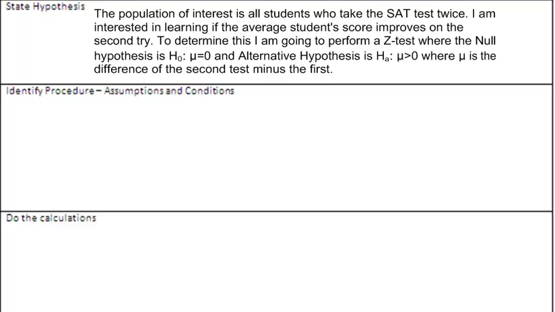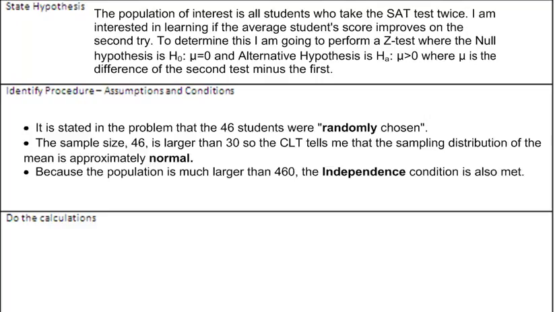So the next thing I have to do is talk about the conditions. And here are 3 reasonable sentences to make. Again, I just made these up off the top of my head. It's stated in the problem that the students were randomly chosen and the sample size is 46. And because it's larger than 30, the central limit theorem tells us that the sampling distribution of the mean is approximately normal. And because the population is much larger than 460, I can also assume that it's independent.